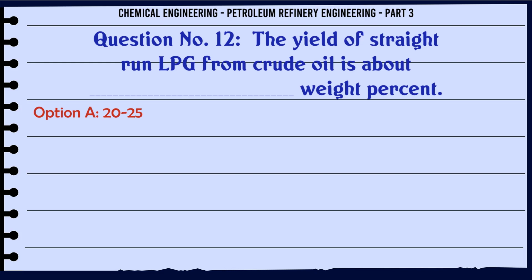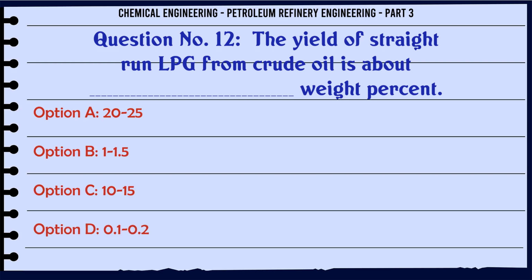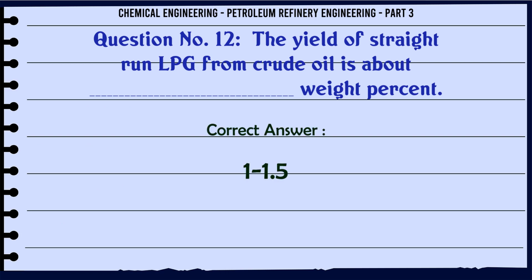The yield of straight-run LPG from crude oil is about weight percent. A. 20-25. B. 1-5. C. 10-15. D. 0.1-0.2. The correct answer is 1-5.